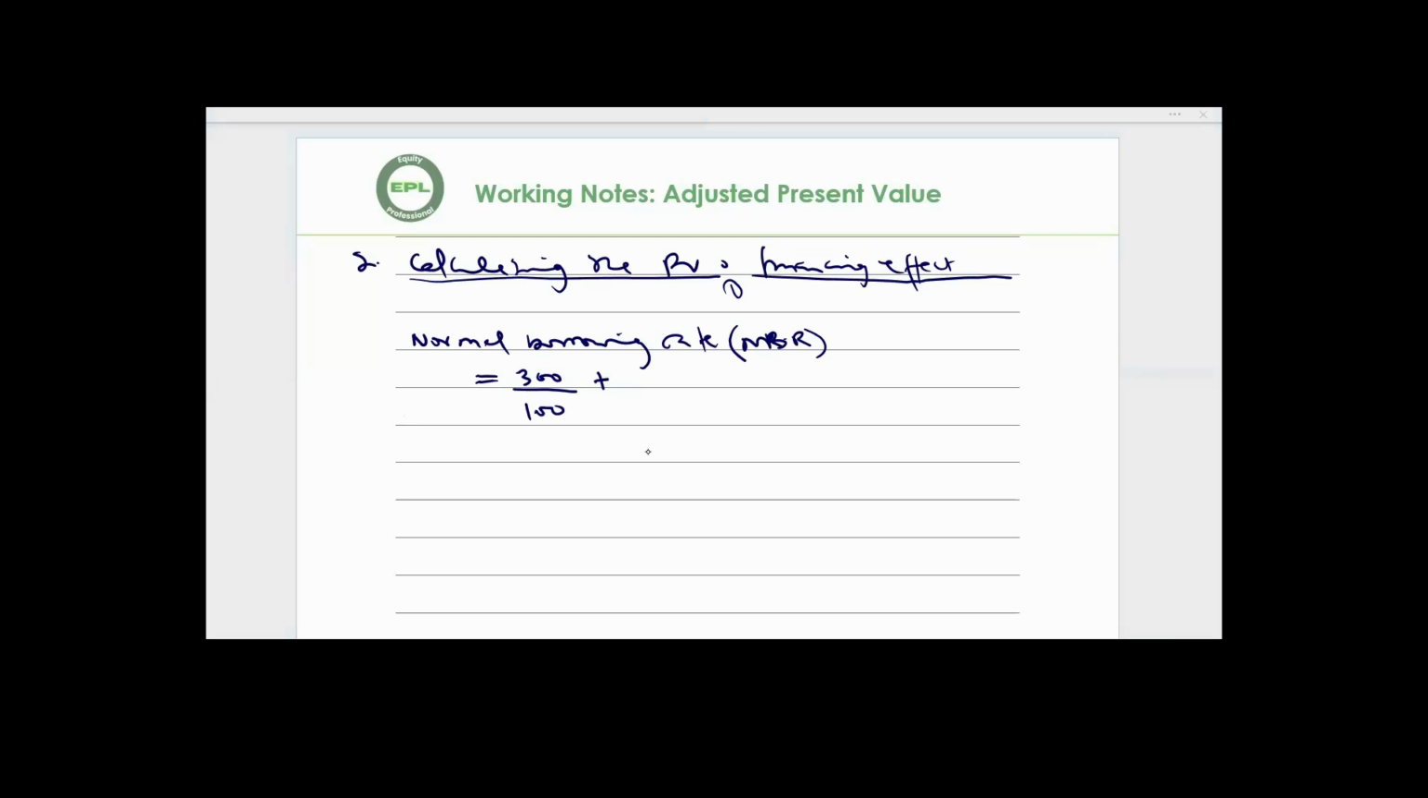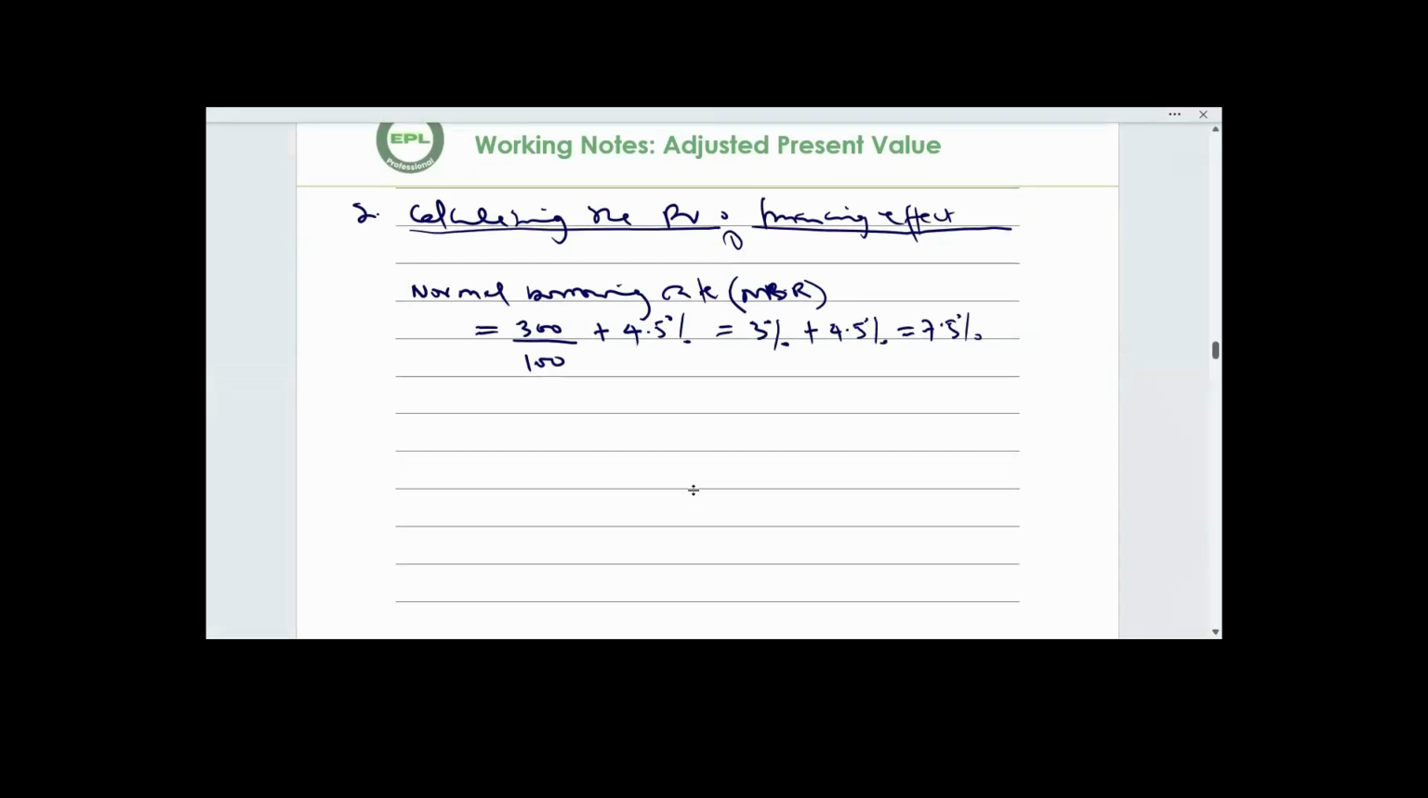According to the question, in the last bullet points, you are told that the 5-year government debt yield is currently estimated at 4.5%. So that's the risk-free rate of return. Remember, risk-free rate of return is the rate of return associated with government security. So government debt is estimated at 4.5%. That's the risk-free rate. Therefore, the normal borrowing rate will then be 3% plus 4.5%, which is equal to 7.5%. That's that.